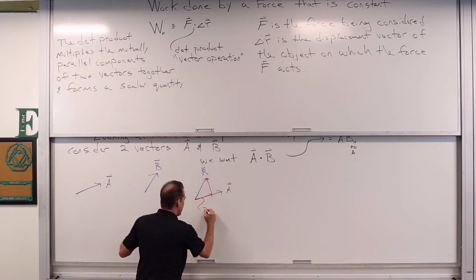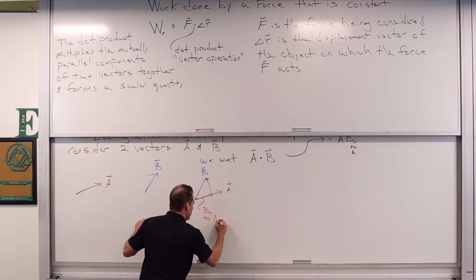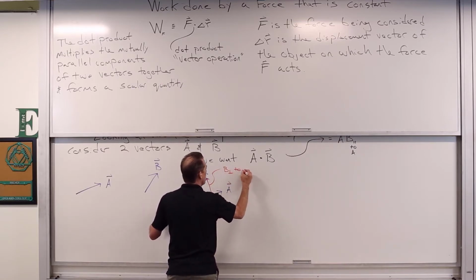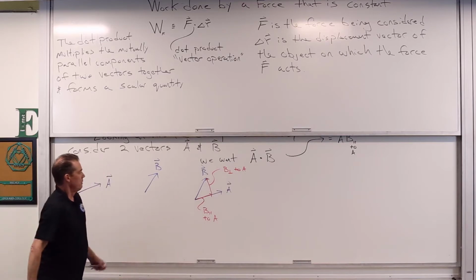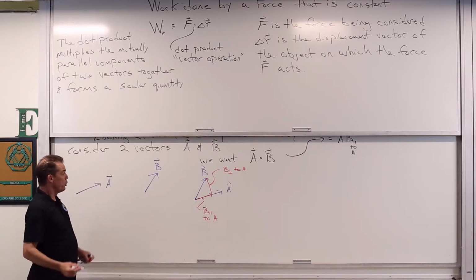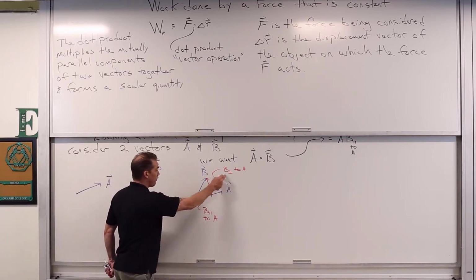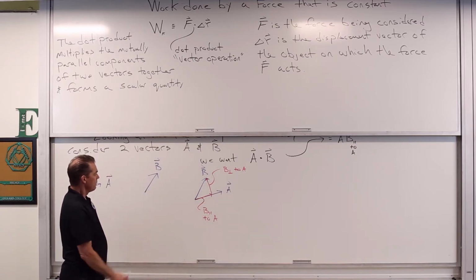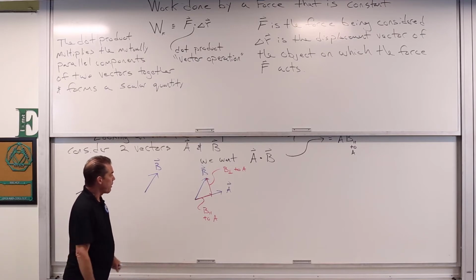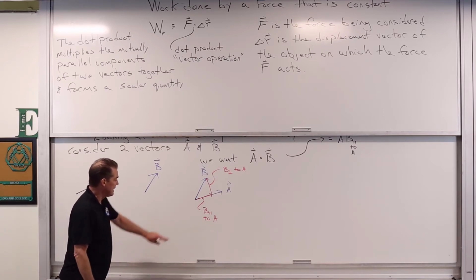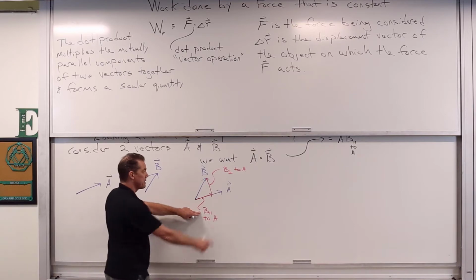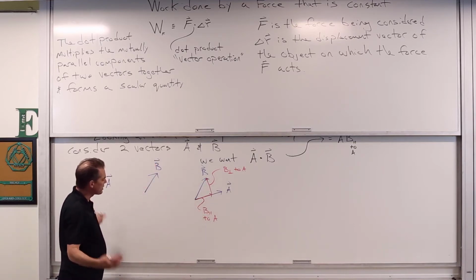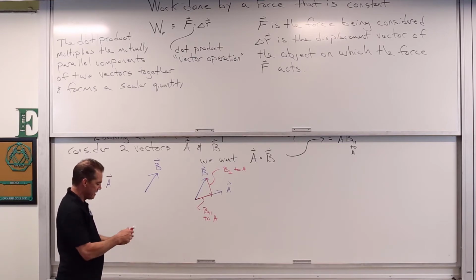This is B parallel to A. This here would be B perpendicular to A. That's it. We resolve B into two mutually perpendicular components, the parallel and perpendicular component with respect to A in this case. So what we would have is the dot product between A hat and B hat is B parallel times the magnitude of A. But we've got to be able to extract out what B parallel is in this case.